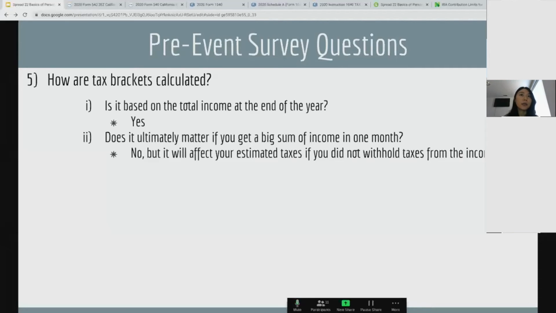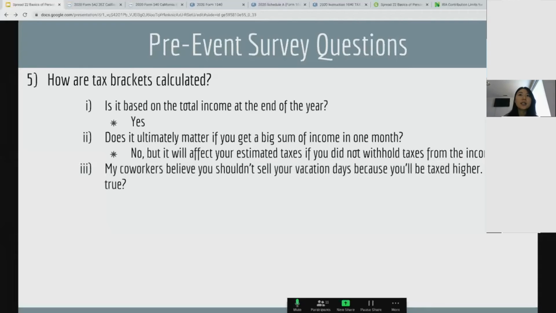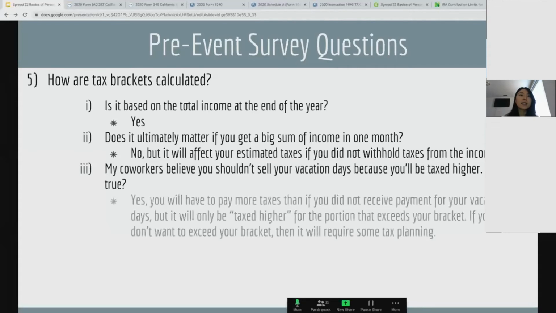My coworkers believe you shouldn't sell your vacation days because you'll be tax tired. Is that true? I don't know what selling your vacation days means, but if that means that you're going to make more money, then yes, you will be taxed higher. Remember, I talked about this. Yes, you're paying more taxes, but only if it exceeds your bracket, right? Otherwise, your rate doesn't really go up. You're using the same effective rate if it's still within your bracket.